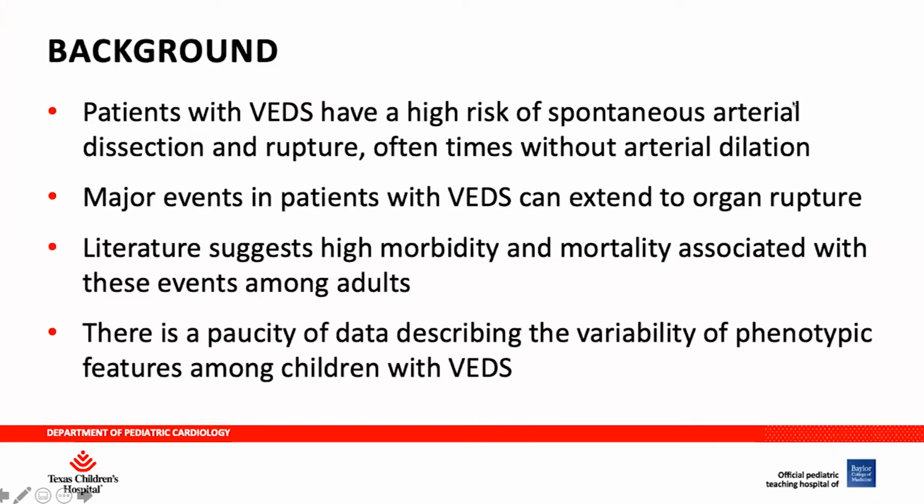So to begin, we understand, of course, that patients with VEDS have a high risk of spontaneous arterial dissection and rupture, oftentimes without arterial dilation. Not only can these patients have major cardiovascular events, but they can also have organ rupture. The literature suggests high morbidity and mortality associated with these events later on in life during adulthood. However, there's a limitation of data describing the variability of phenotypic features among specifically children with VEDS.